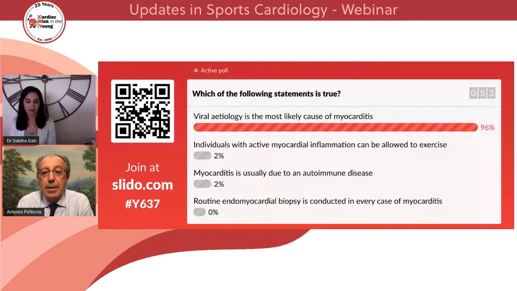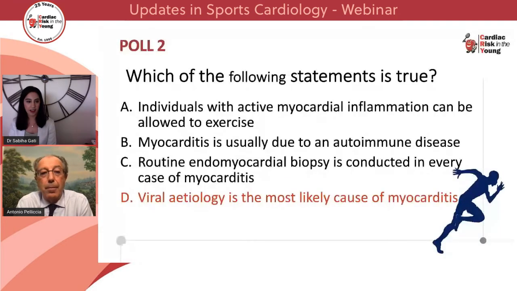Our colleagues seem pretty much focused on viral etiology of the myocarditis. Okay, great. So I would agree, viral etiology is the most likely cause of myocarditis.